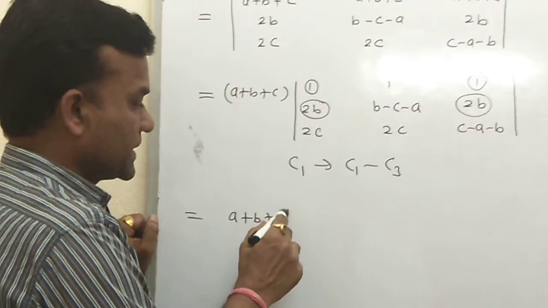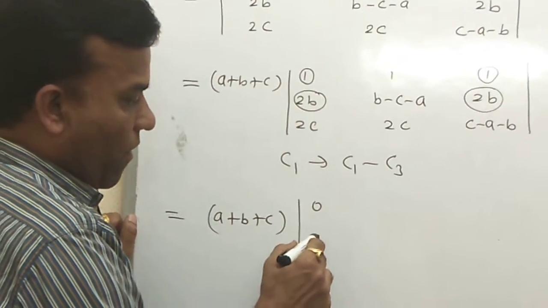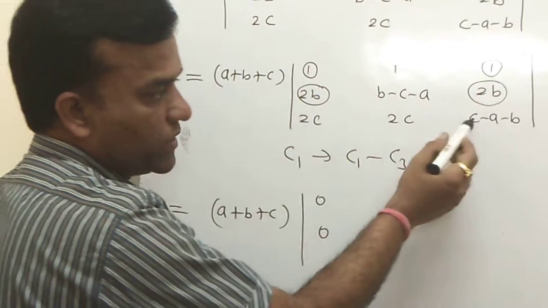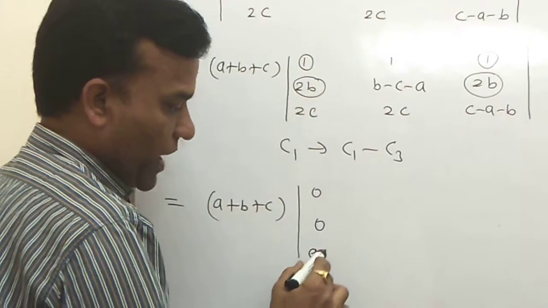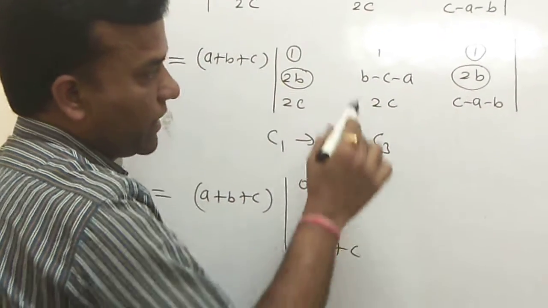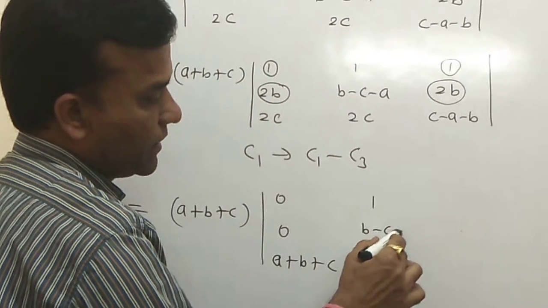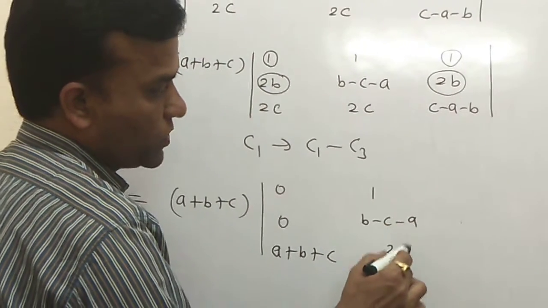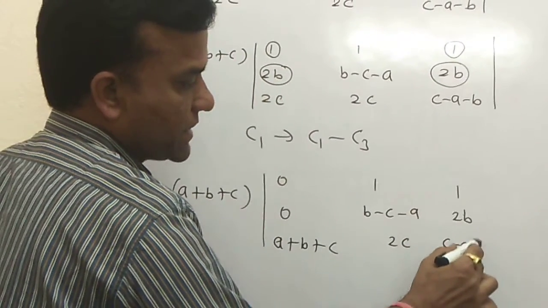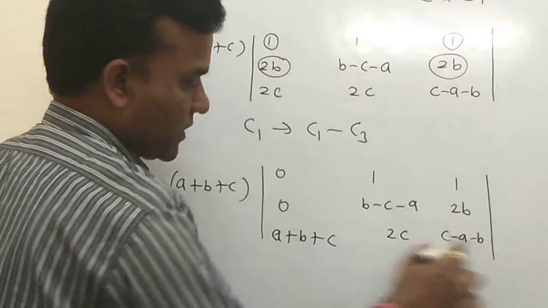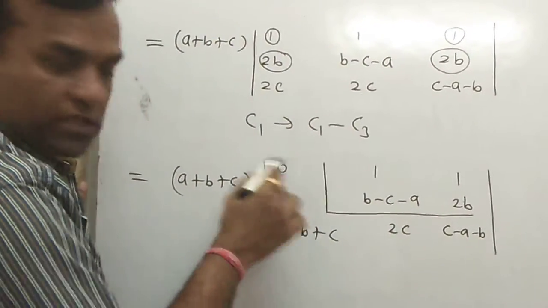So a plus b plus c. Okay, so you apply it on r1, this is 0. Here also 0. And 2c minus c minus minus, plus a plus b, so you have a plus b plus c here. And then this 1 and b minus c minus a, 2c, 1, 2b, c minus a minus b, and then this goes. And now this is important, because you form the L, because you have the 0 pair.